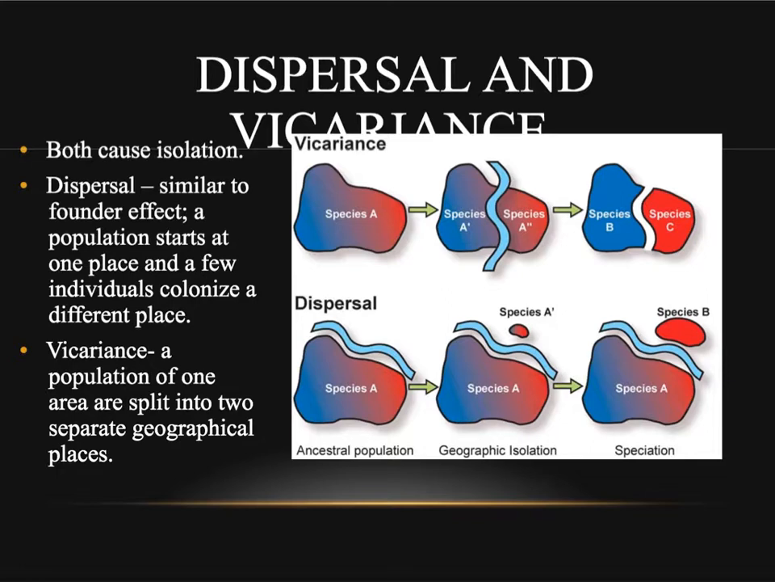The second mode is vicariance, in which the ancestral population is divided by a geographic barrier and in time diverges to become a new species.